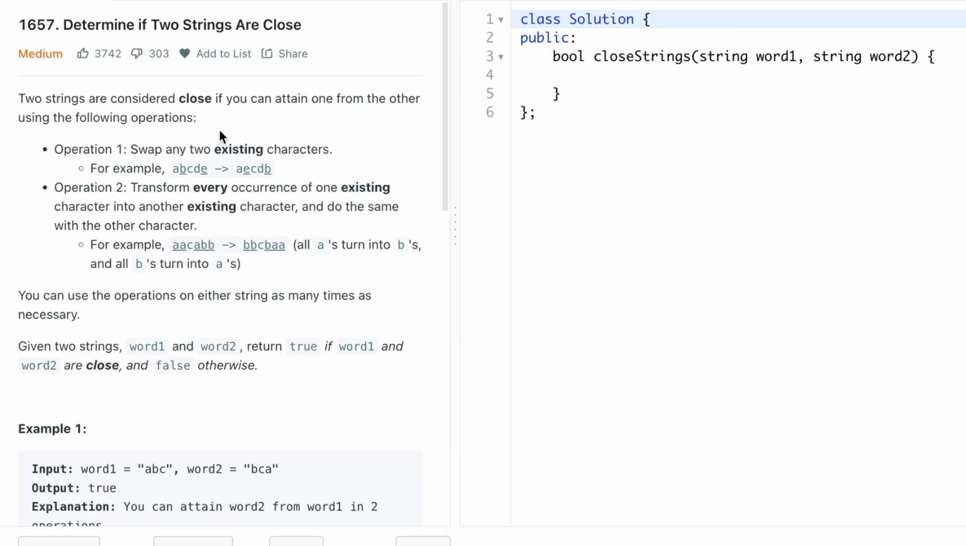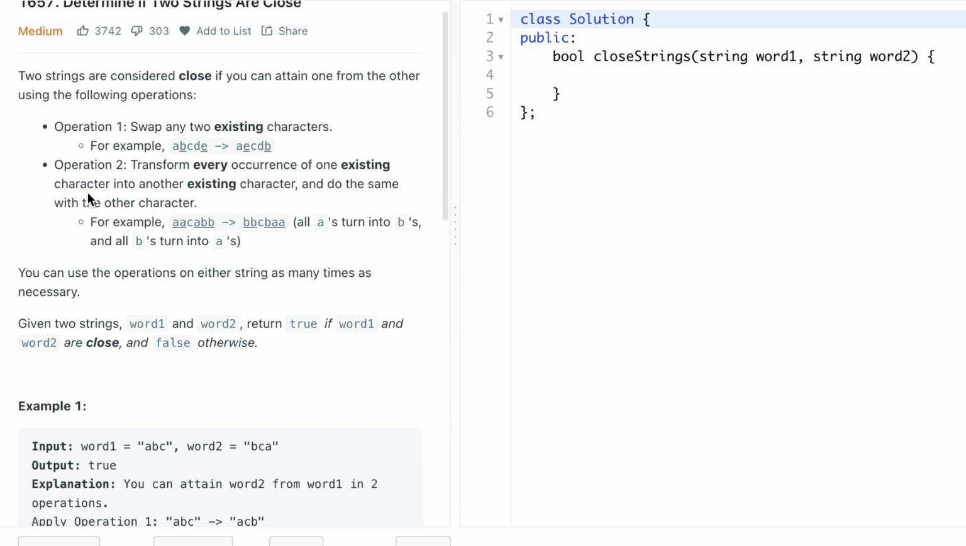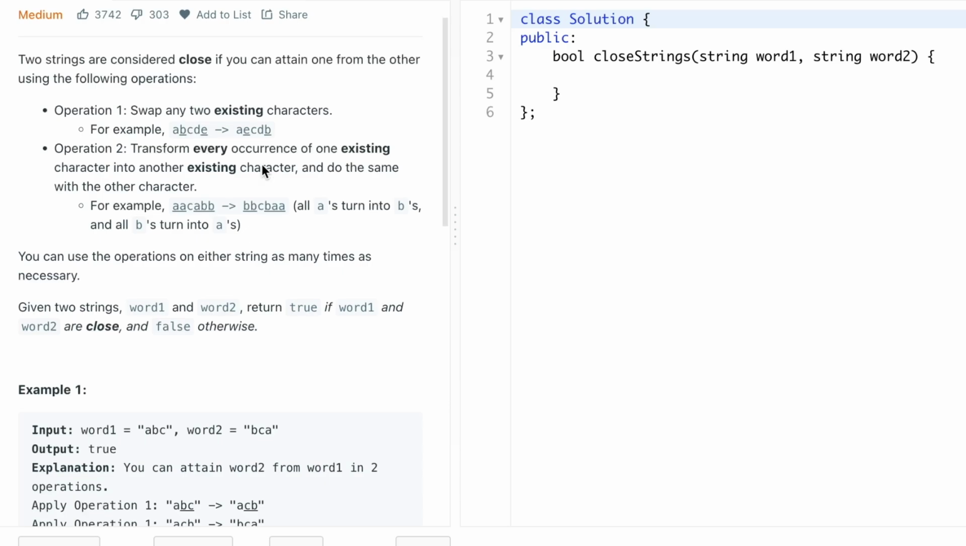So let's just read the problem statement. We have two strings and they need to be considered close if we can attain one from the other using the following operations. We can do these operations only. We can swap any two existing characters, for example a b c d e, and we can swap b and e, that will be a e c d b. And the second operation is we can transform every occurrence of one existing character into another existing character only and do the same with the other.